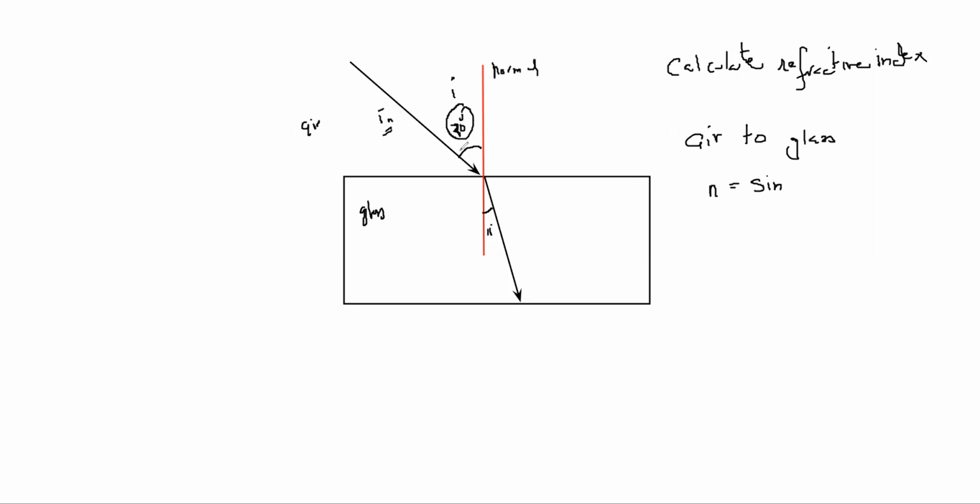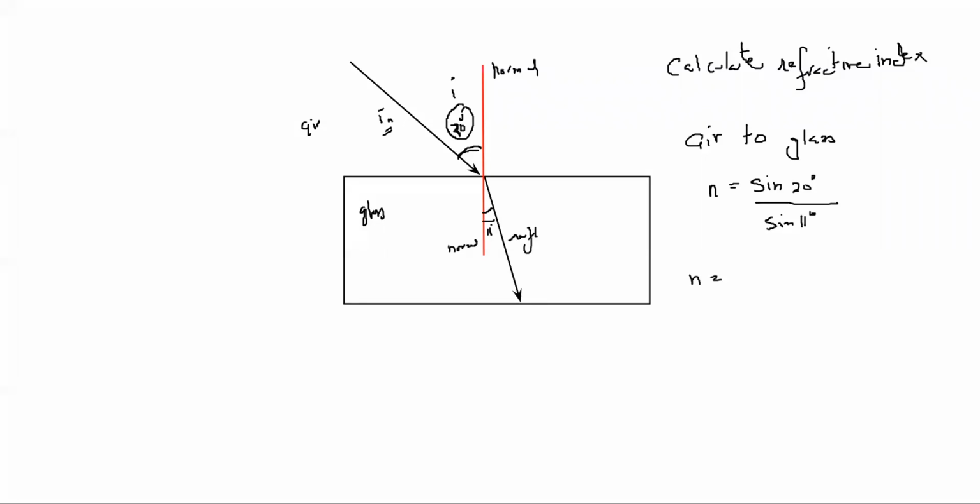So the angle between the normal and the incident is 20 degrees here. So this will be sine 20 divided by sine the angle between the normal and the refracted. This one is the normal and refracted. So the angle between them is 11 degrees. So it will be sine 20 divided by sine 11. What is sine 20 divided by sine 11?